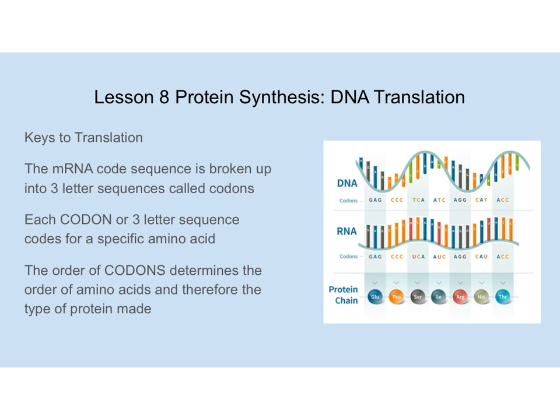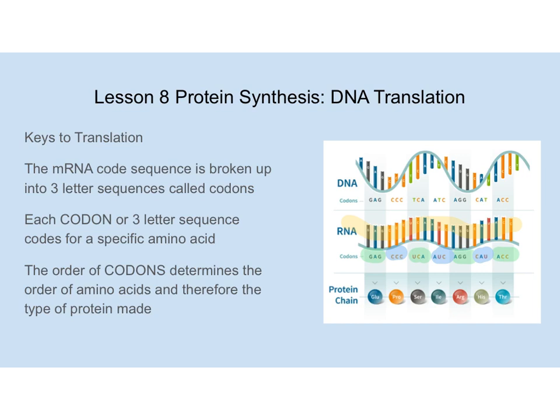So the keys to translation. The mRNA code sequence is broken up into 3-letter sequences called codons. So here's our mRNA sequence, and the letters are just below. But notice they're broken up into 3-letter blocks, what we call codons. Basically little blocks of 3 letters. That's how the code gets read.